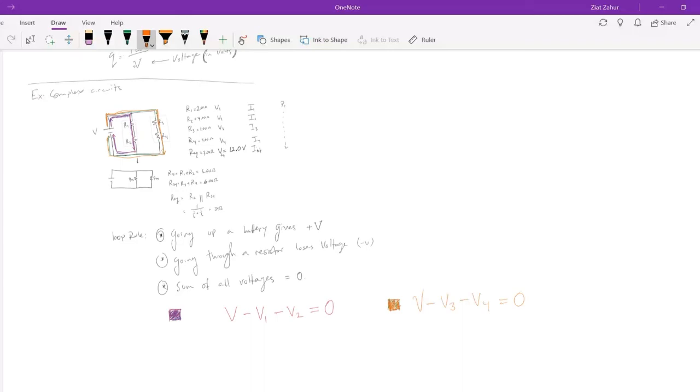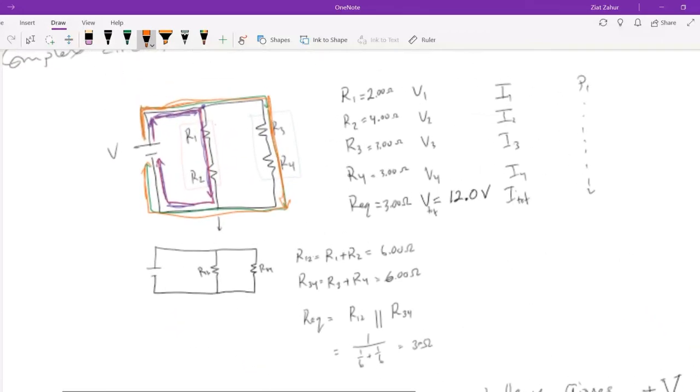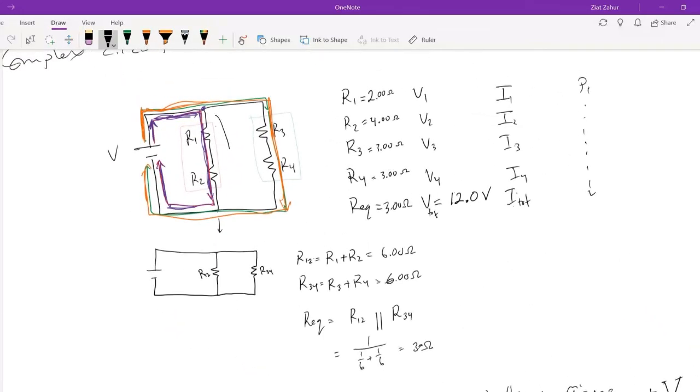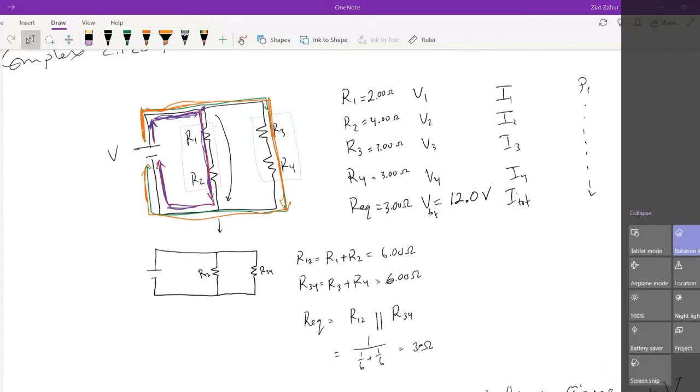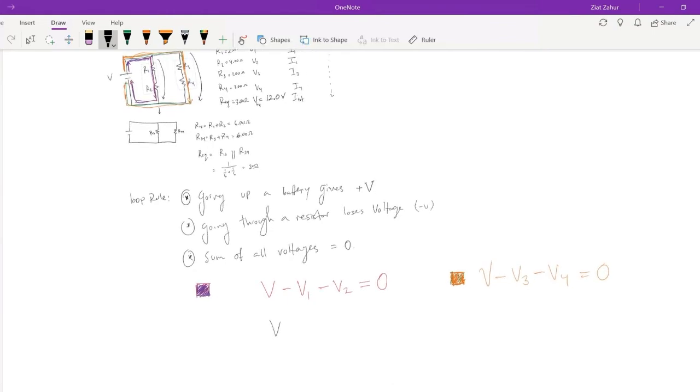And this will of course let you build other equations. You know, V1 is I1 R1, and V2 is I2 R2, etc. But it also tells you that you lose all 12 when you go through each branch, right? So V is equal to V1 plus V2, and V is also equal to V3 plus V4.